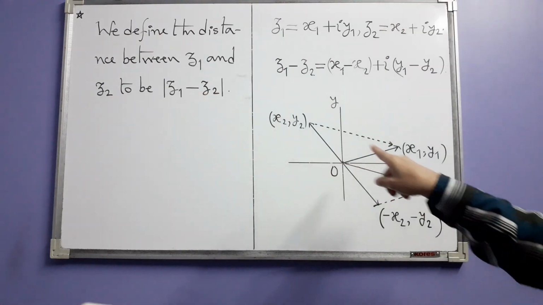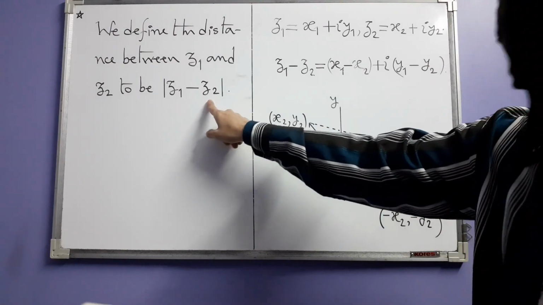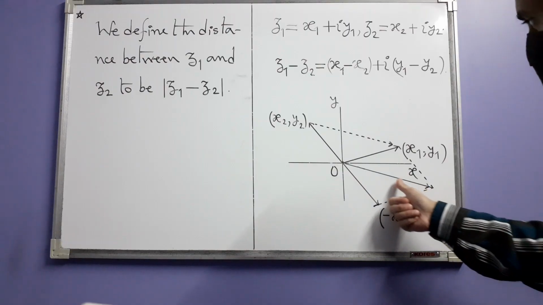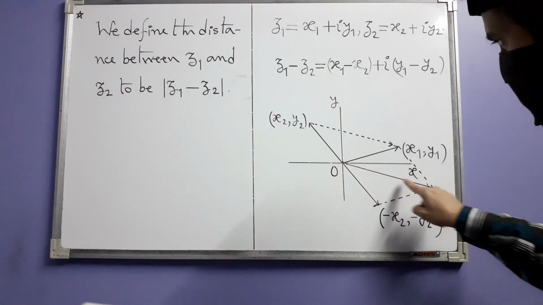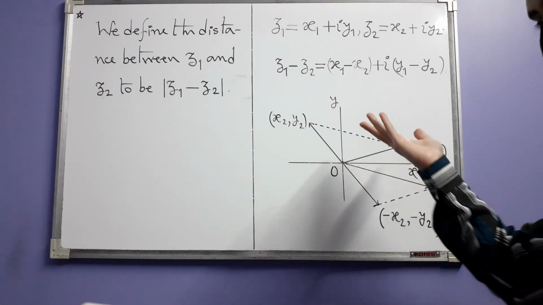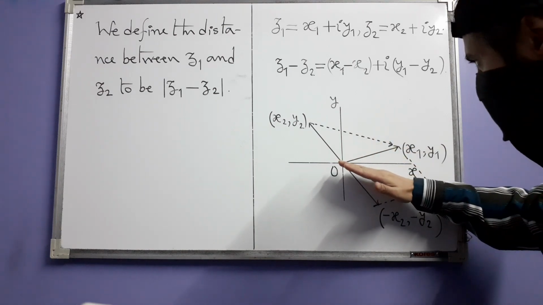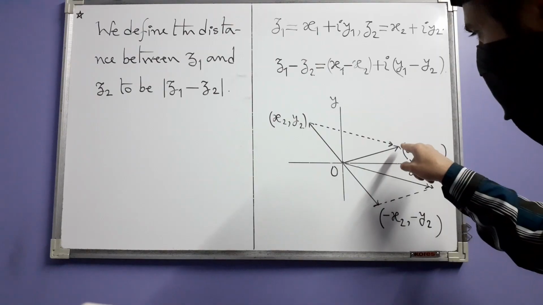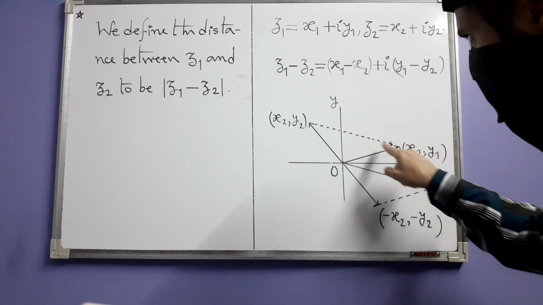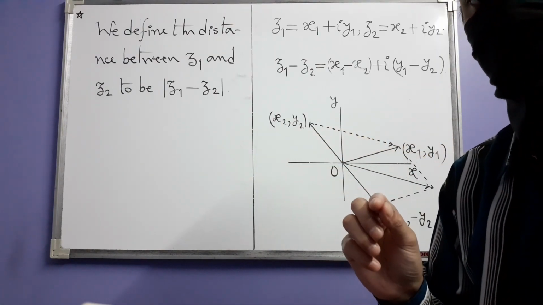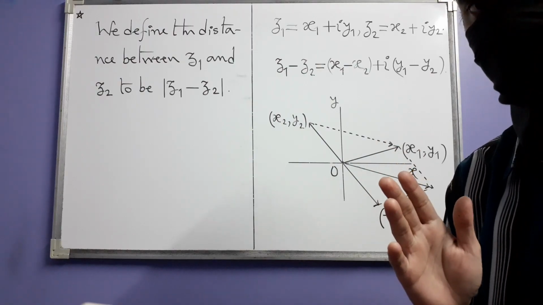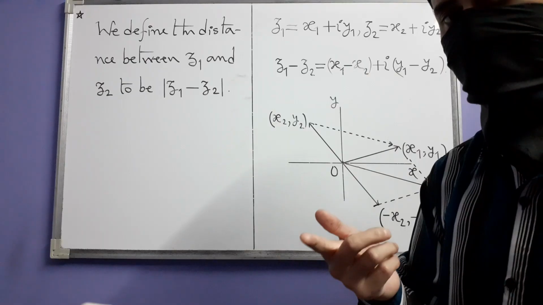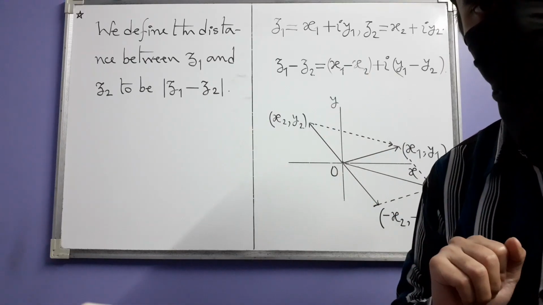Now in this figure, what is the point Z1 minus Z2? This one. So its distance from the origin should be this length. And what did I say just now? That this length is the same as this length, which turns out to actually be the distance between the 2 points, one representing Z1 and the other one representing Z2. So now it makes sense why we are defining the distance between Z1 and Z2 like this.